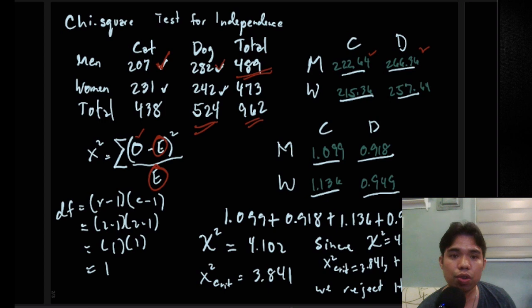Okay, so for men, they prefer dogs. For women, it won't matter. For men, it matters. For women, 231 for cats and 242 for dogs. But the point there is, it is saying that there is a significant relationship, that it matters, that the gender or the sex matters on the preference of the type of animals. Alright, so that's all for this video.